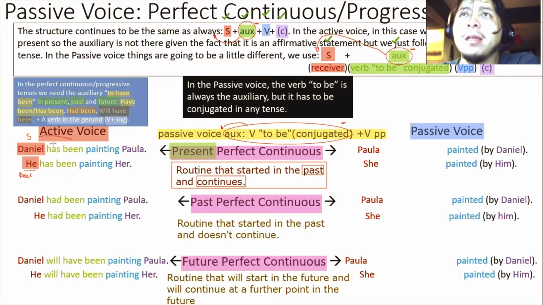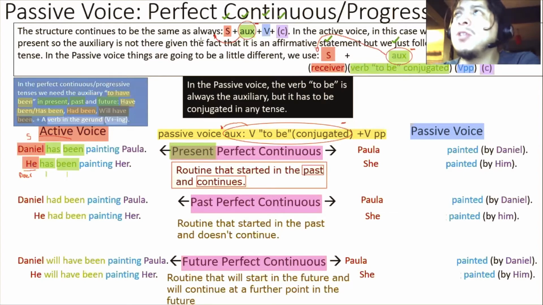Have been in the present has two forms. It can be has been in the third person of the singular, or it can be have been in the rest of the persons. In this case, the third person of the singular is he, so the auxiliary is has. Has is conjugated to the subject. This is the present perfect continuous. The third person takes an S. Okay. Then we have the verb.